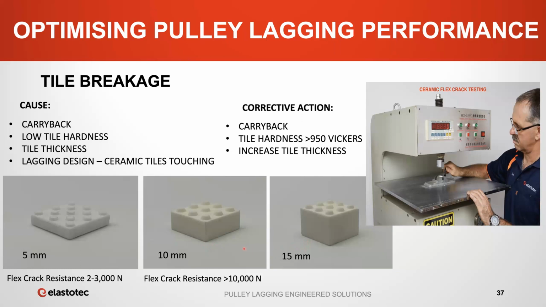So if you've got an application where tile breakage is a real problem, going to thicker tiles, you'll also need a thicker rubber backing to help cushion the tiles. So moving up the thickness of the lagging, the thickness of the tiles, will greatly reduce the problem of tile cracking.